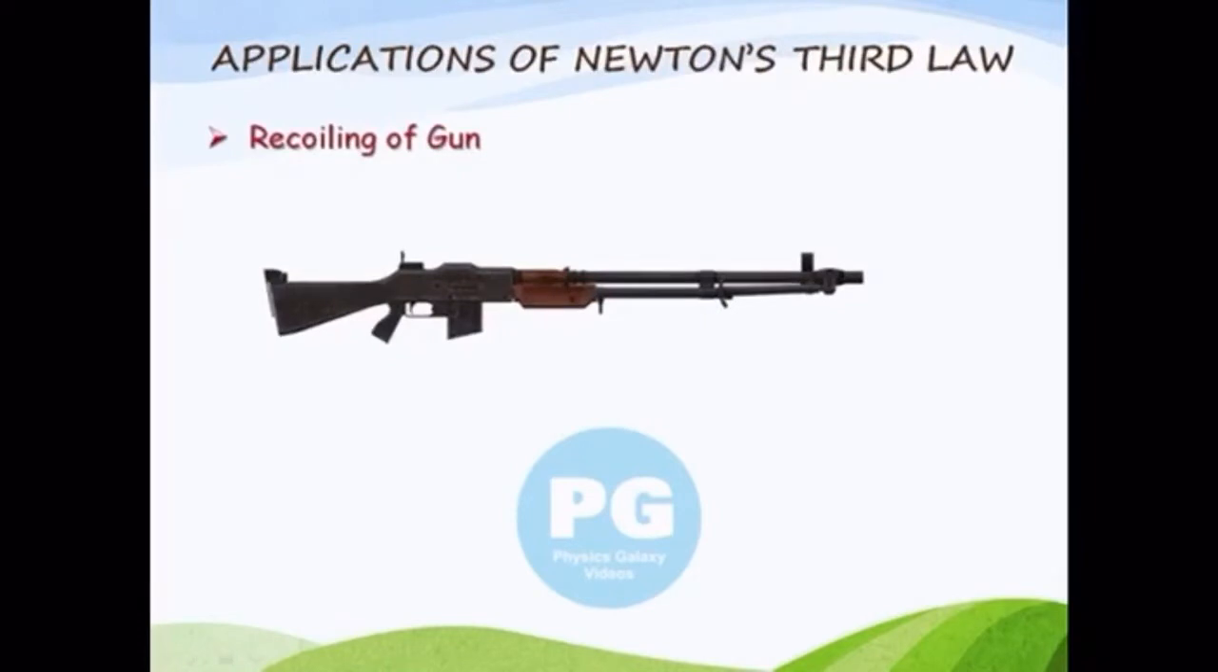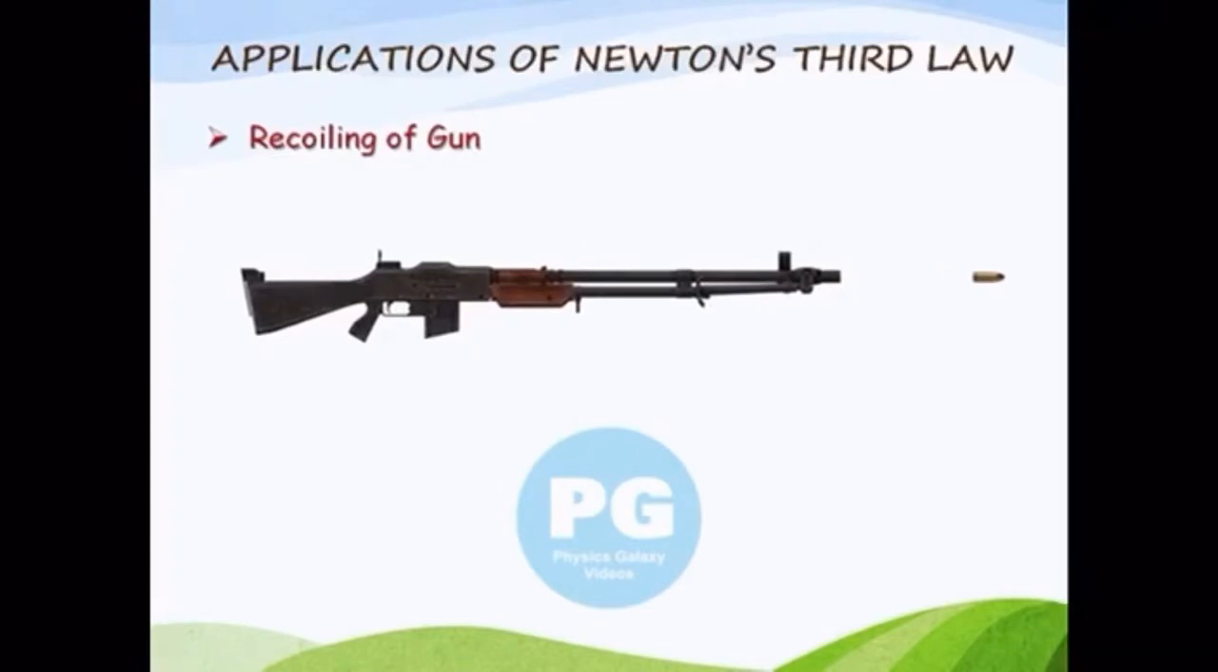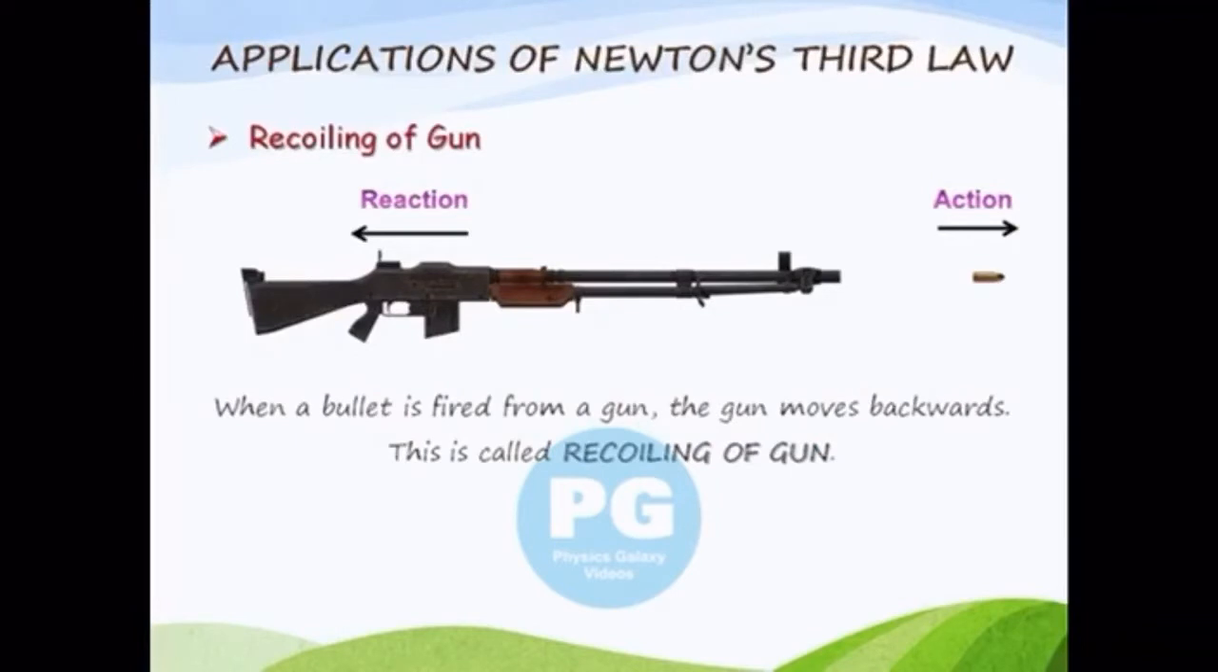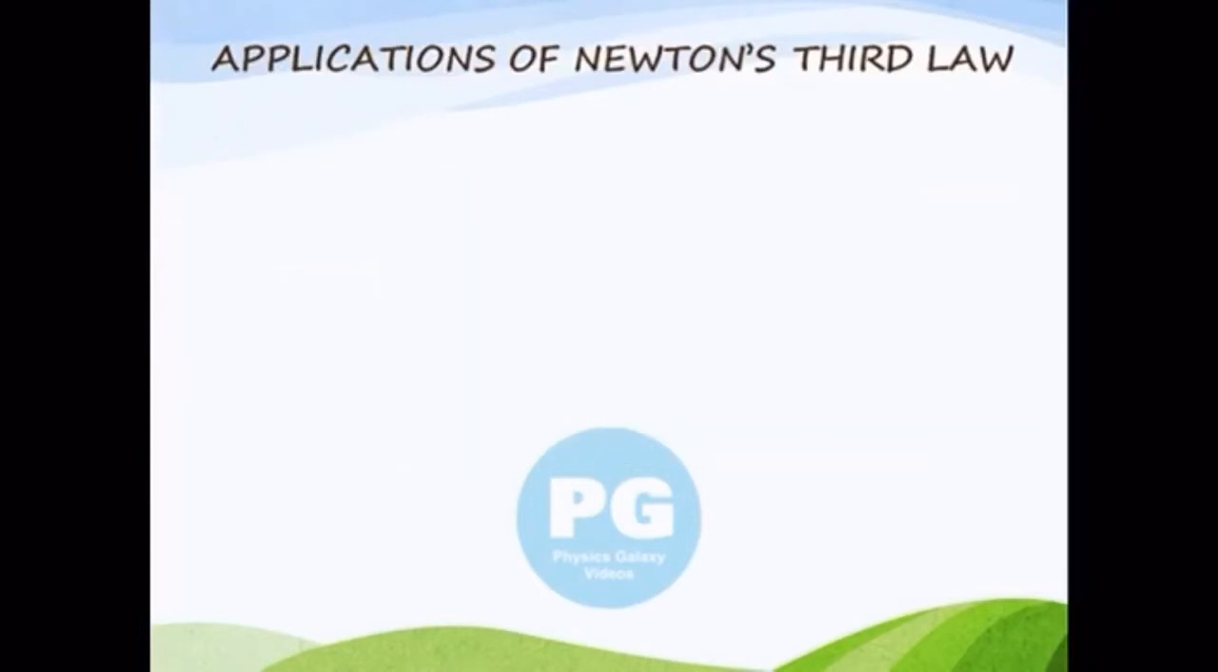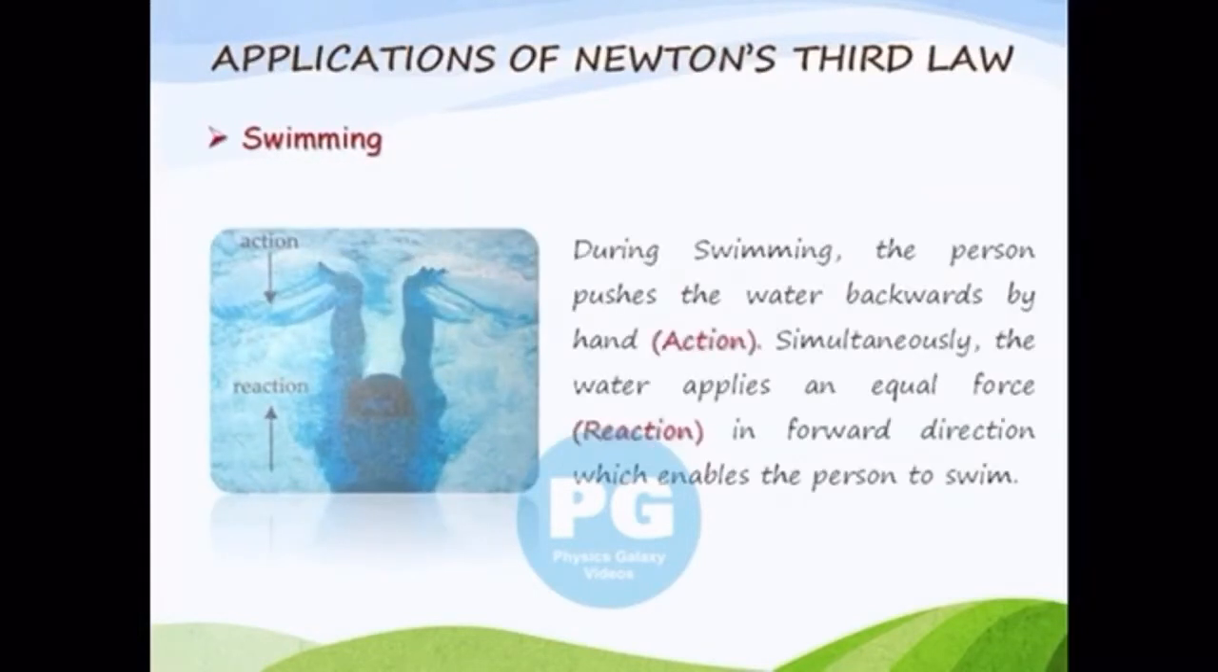Recoiling of a gun. When the bullet is fired, a force of action acts on the bullet, and an equal and opposite force, that is the reaction, acts on the gun, which makes the gun move backwards. So this is the action, and the gun receives the reaction in the opposite direction. Since the mass of the gun is much greater than the mass of the bullet, the velocity of the gun in the backward direction is much less than the velocity of the bullet in the forward direction. That's why a gunman is advised to hold the gun tightly to the shoulder. When a bullet is fired, the gun moves backwards. This is called the recoiling of the gun.